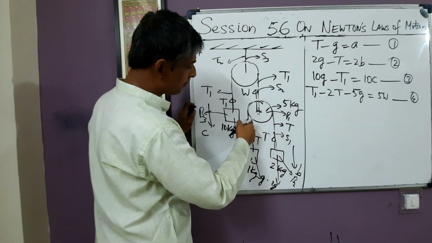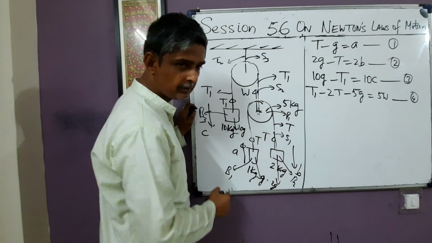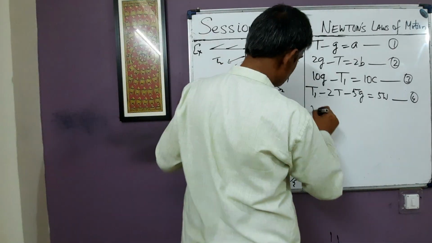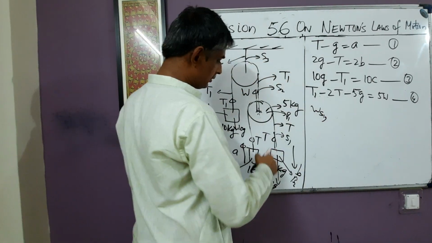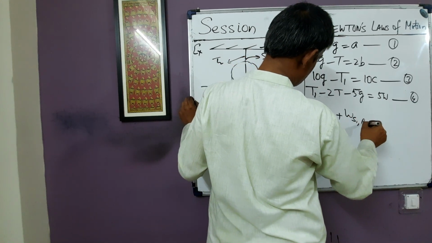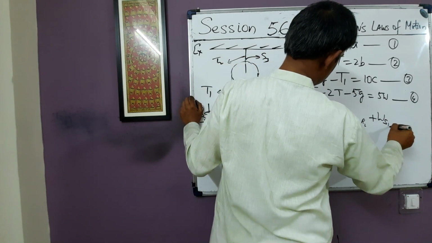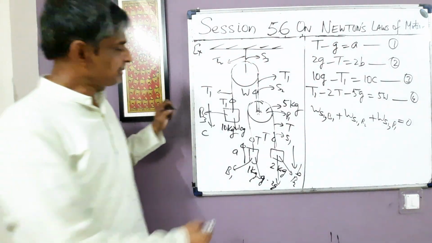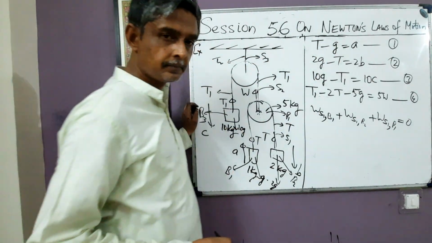It passes over this pulley P1 and is in contact with block B1. So the work done by S1 on these 3 bodies adds up to 0. Work done by S1 on B1 plus work done by S1 on B2, plus work done by S1 on P1 adds up to 0. Now repeat the same thing for the string S2.